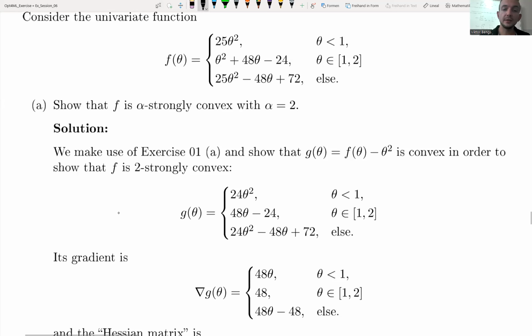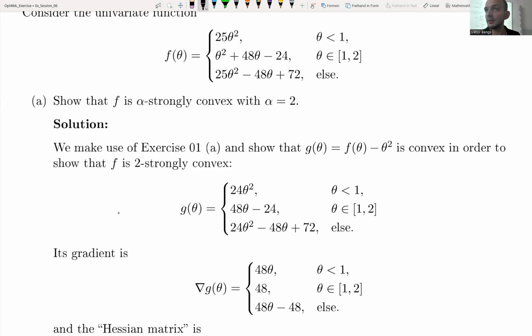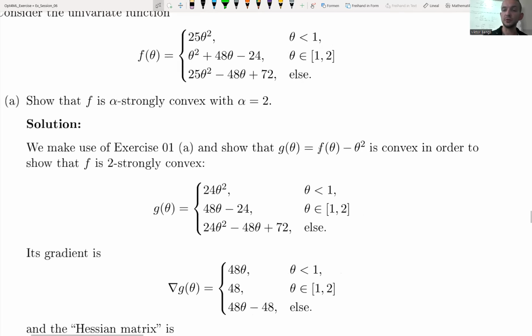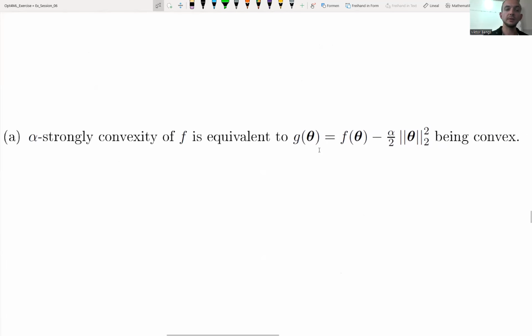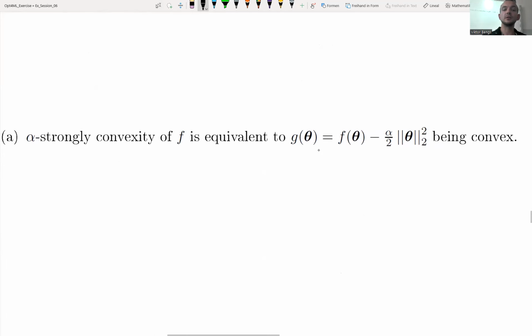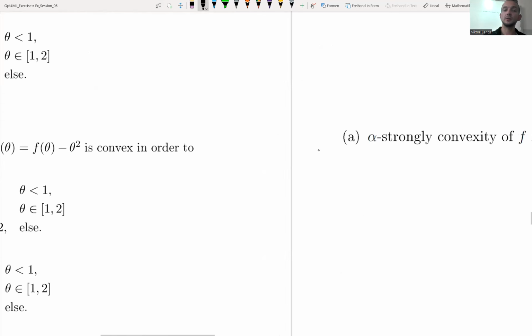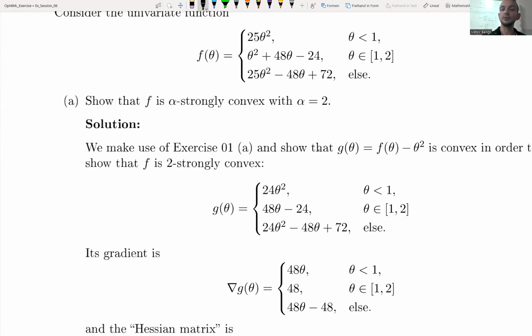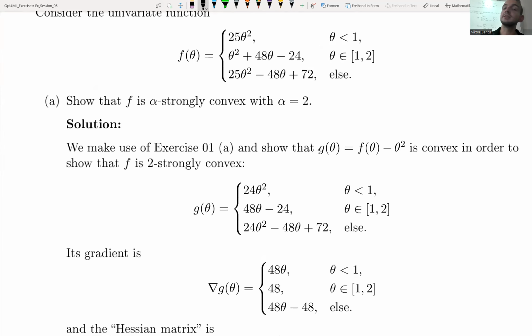Now, we want to show that this function is alpha strongly convex with the parameter alpha equal to 2. And here, we make use of our handy auxiliary function g, which we introduced. Just a reminder, alpha strong convexity of f is equivalent to this function here being convex. In our case, we are in a univariate case, so the squared Euclidean norm is nothing else than squaring the input, and we get that one. So we only show that this is convex.